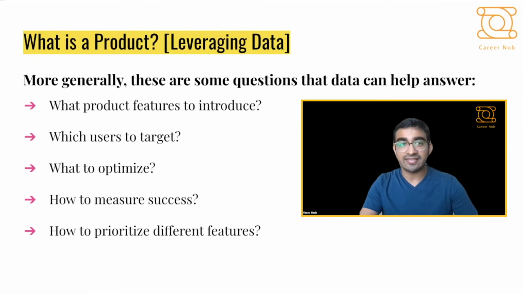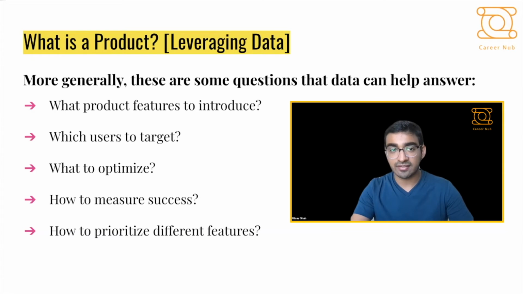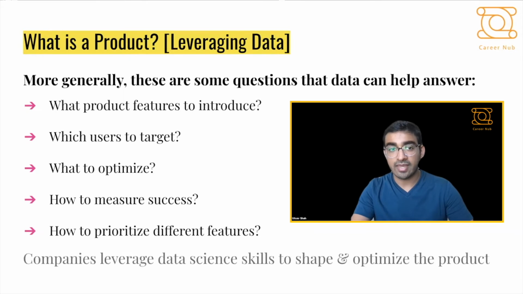More generally, these are some of the questions that data can help answer. What product features should we introduce next? Which users should we actually target? What to optimize? How do we measure success? And how do we prioritize between different product features? Here's where companies extensively leverage data science skills to shape and optimize their products.